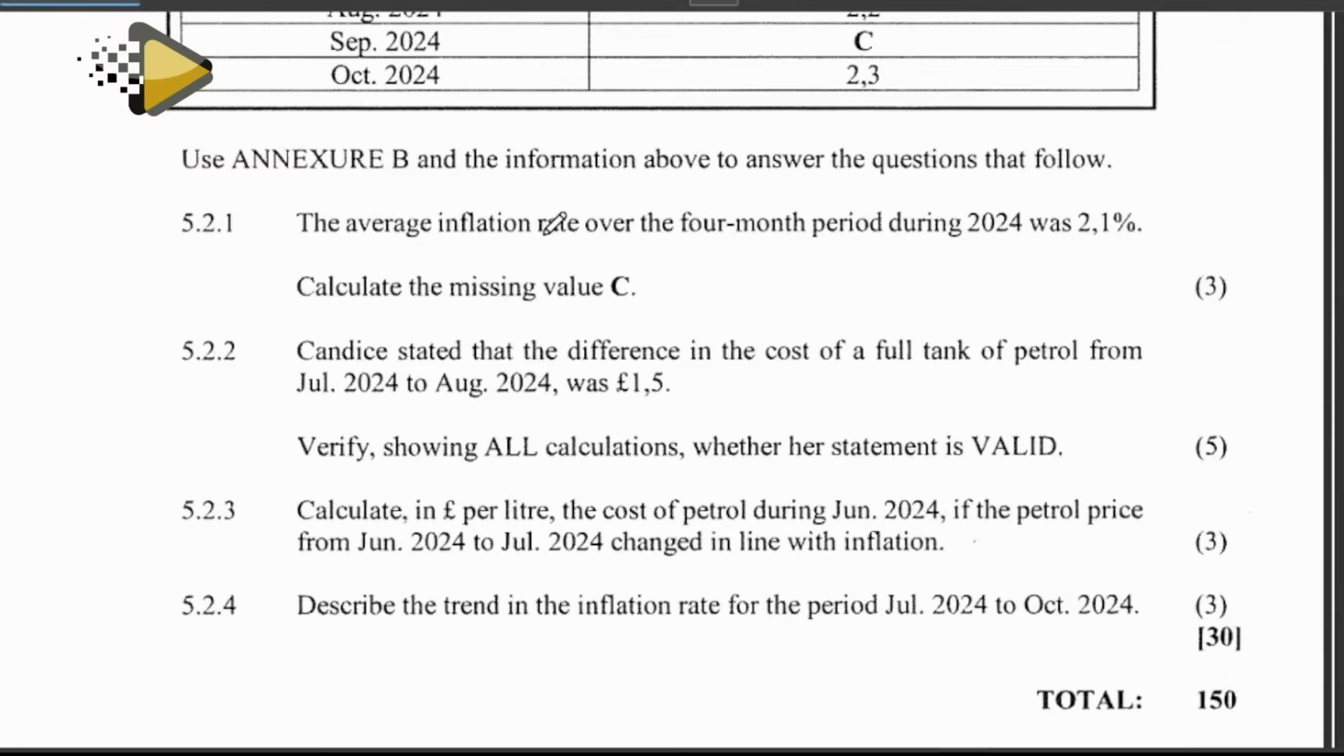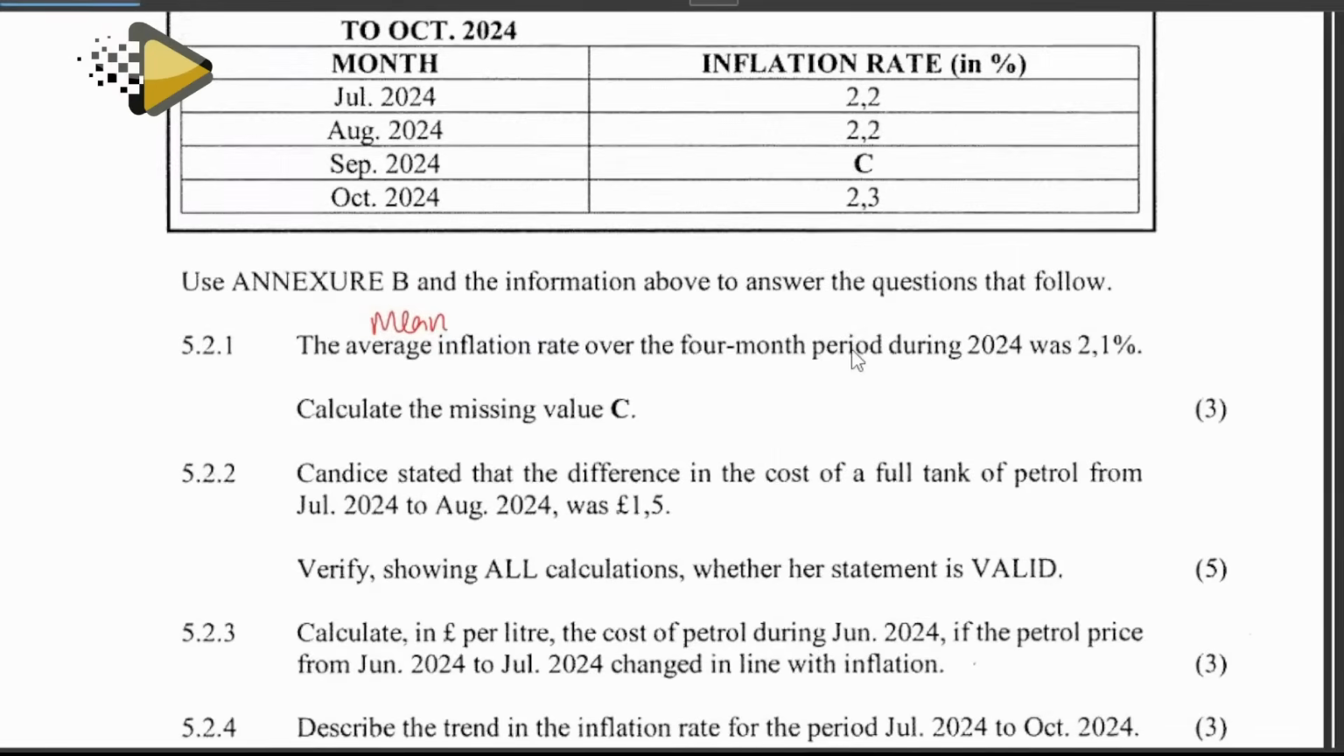The average rate over the 4 months period during 2024 was 2.1, so meaning the mean. You understand? When you add these 4 months, the mean they got was this much. So how are we going to get the value of C? We shall ask ourselves, how do they get it? They added everything. Then what I'm going to say is mean times 4 minus 2.2.